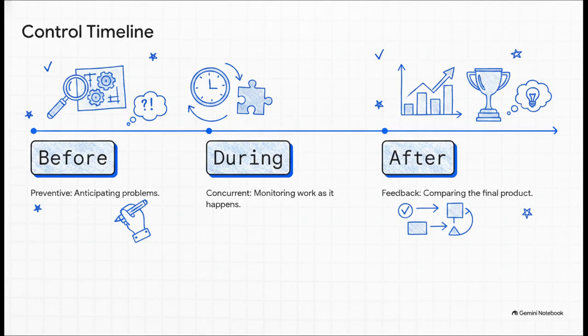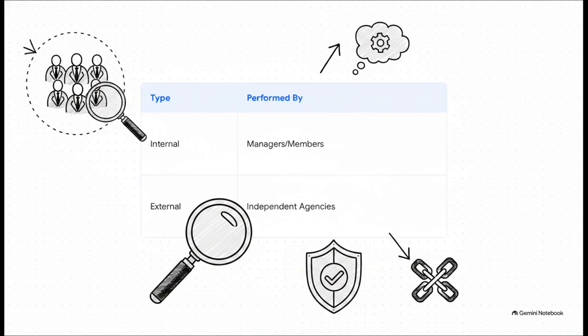into that preventive control. Another really crucial way to look at this is by asking, well, who's holding the magnifying glass? We have internal control, which is oversight from within. Managers tracking their own teams or employees self-regulating based on company policy. Then you have external control. This is performed by specialized independent outside agencies or auditors. Understanding who is doing the checking is key to understanding how rigid the whole process is going to be.